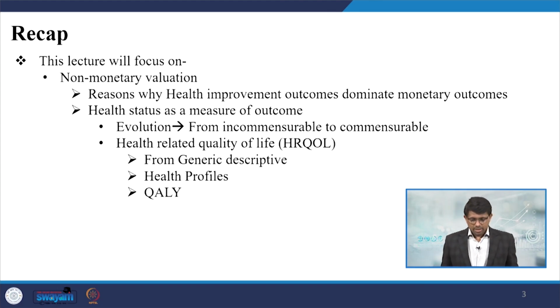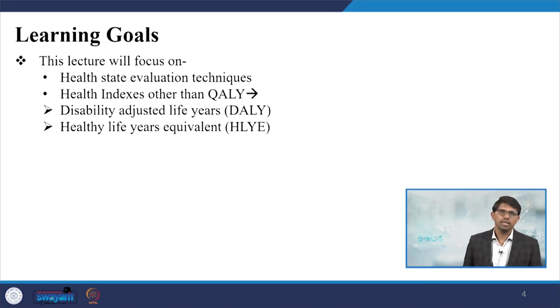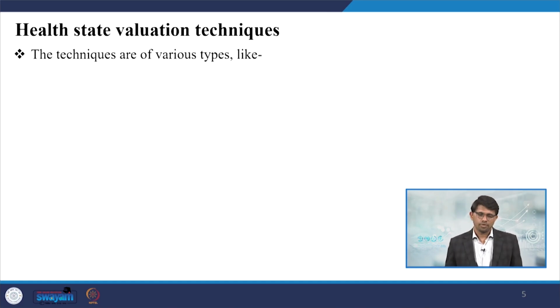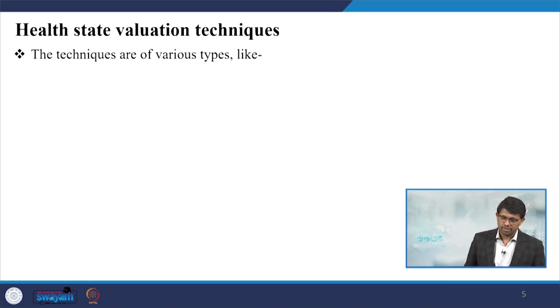So, in this lecture we will emphasize health state evaluation techniques and health indexes other than QALY, that is disability adjusted life years and healthy life years equivalent. Okay. So, let us understand the health state evaluation techniques.